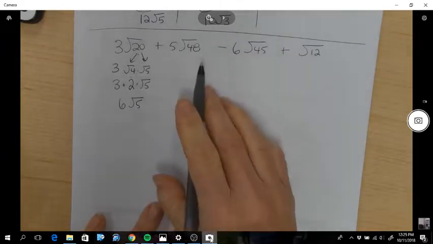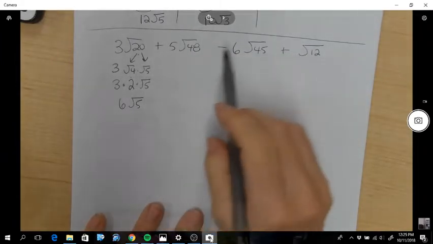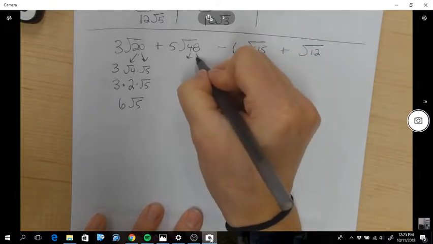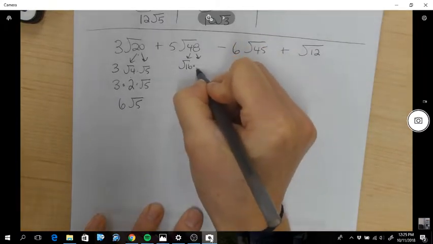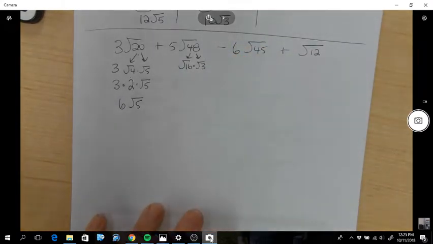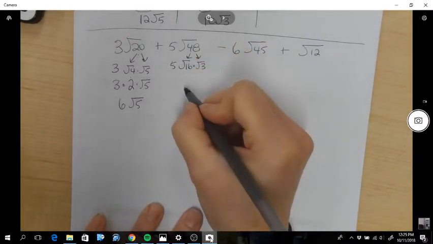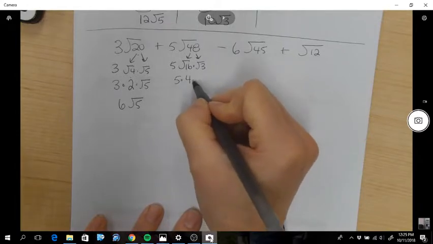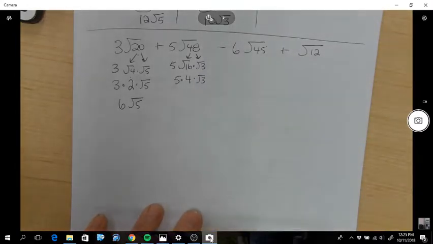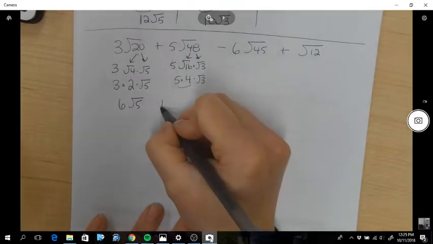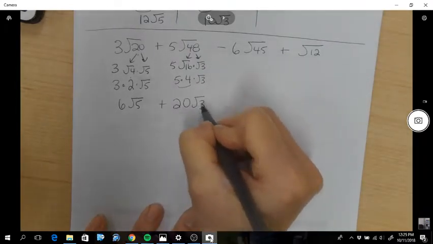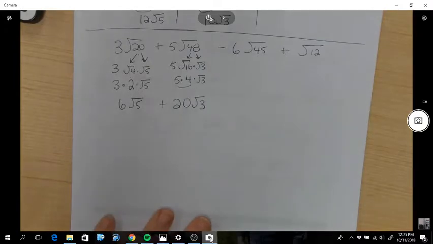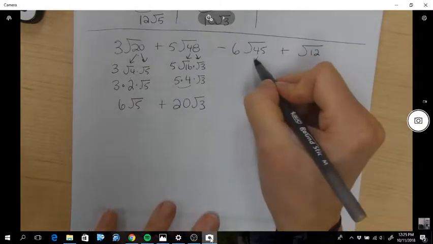Okay, root 48. When I think about my numbers, I can divide that by 16, because 16 times 3 is 48. Okay, so this 16 becomes a 4. Then 4 times 5 becomes a 20. So 20 root 3.